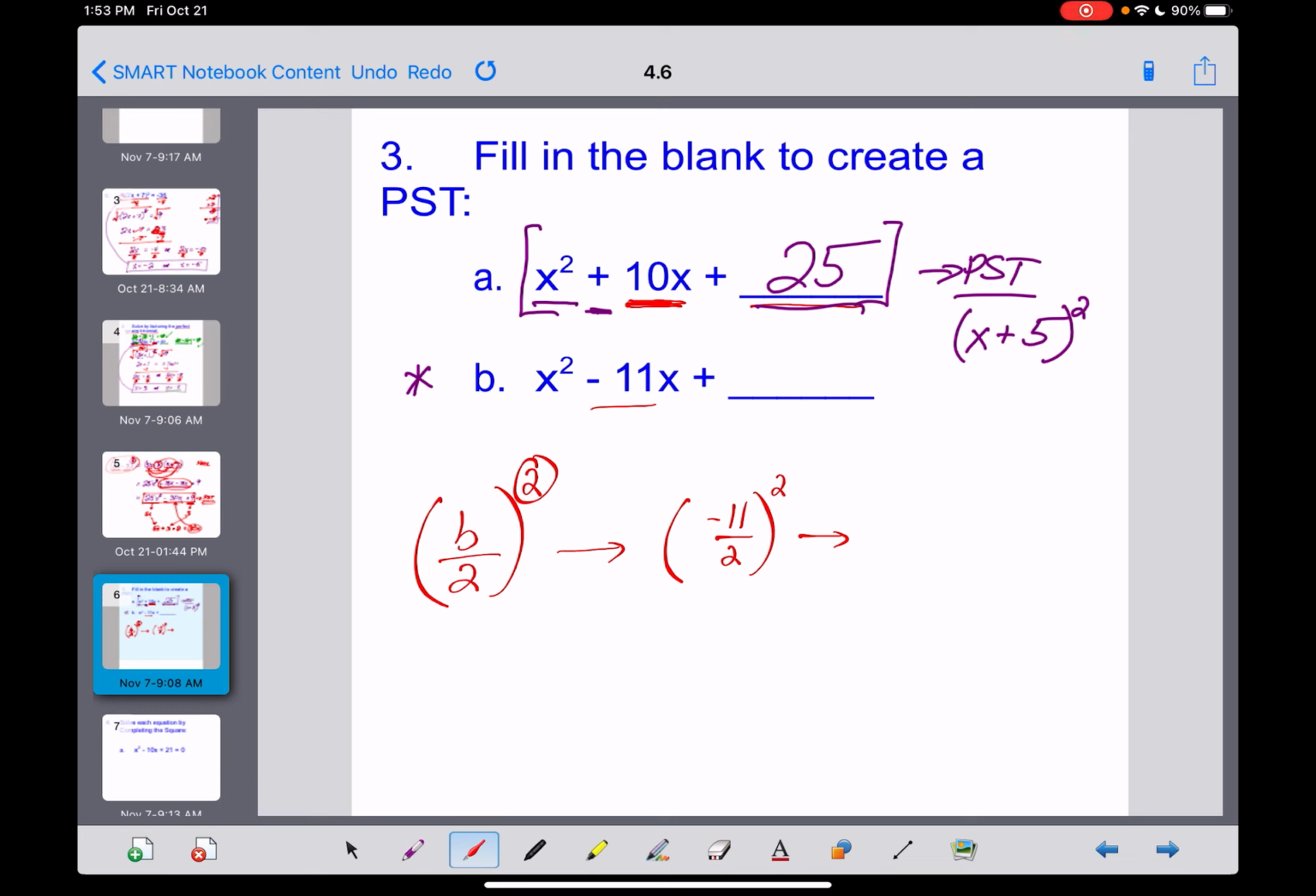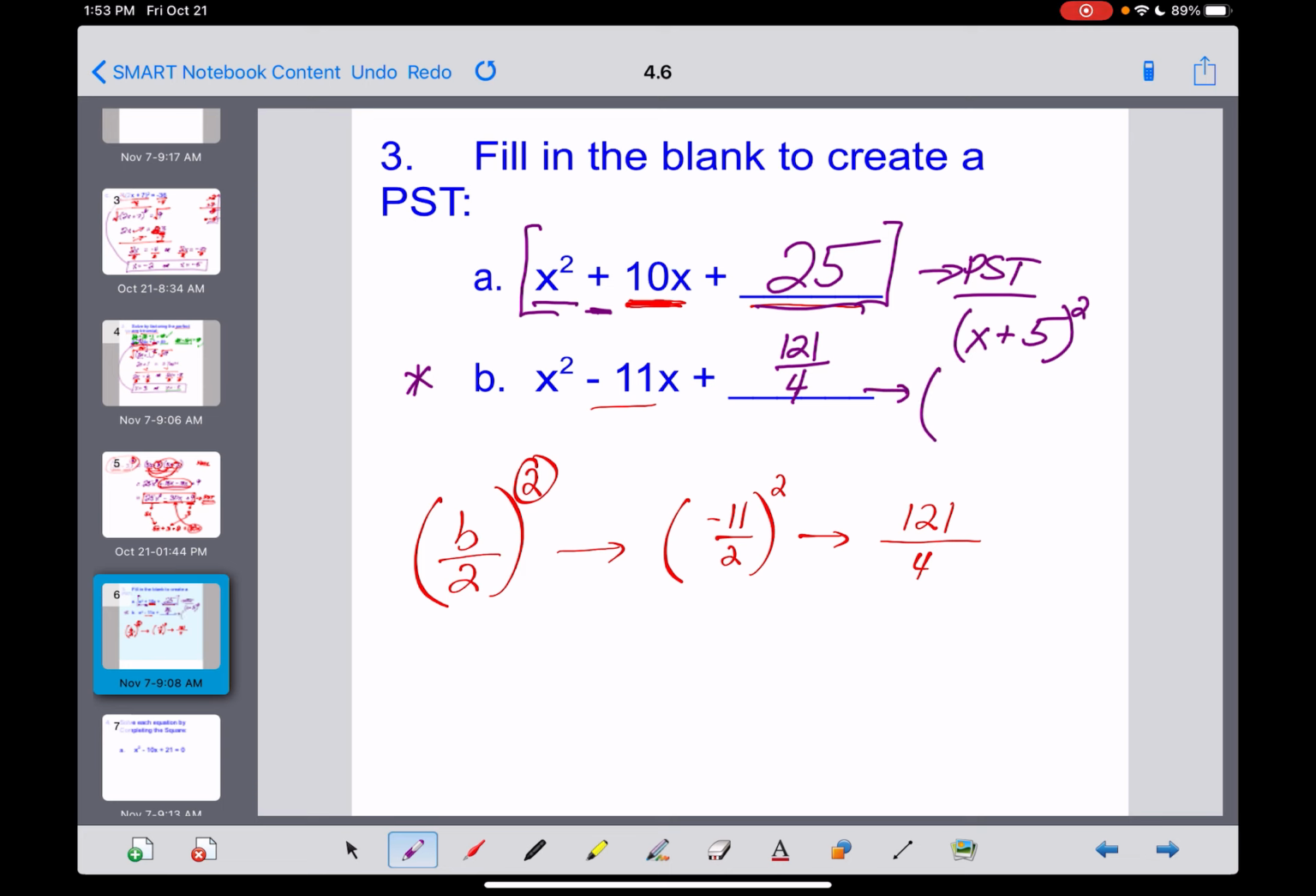To square a fraction, all you do is square the numerator and then square the denominator. So up on the top of this fraction, 11 squared is 121. Ooh, and a negative times itself is positive. So that's 121. And down on the bottom, 2 squared makes 4. That's it, guys. 121 over 4. I know it's ugly, but that's your answer there for how to make this one a perfect square trinomial.